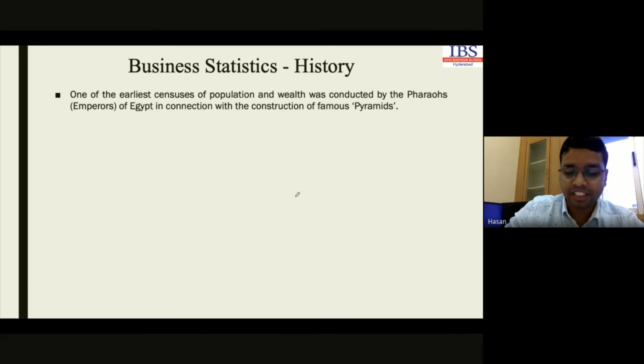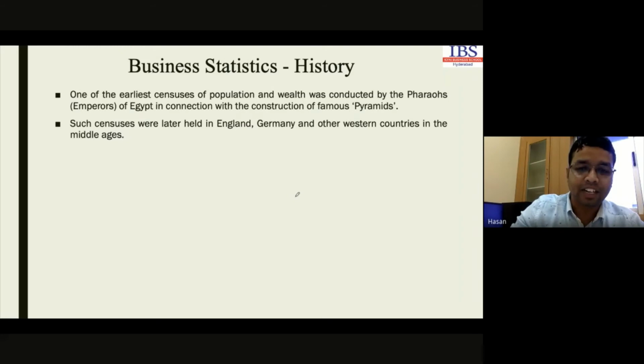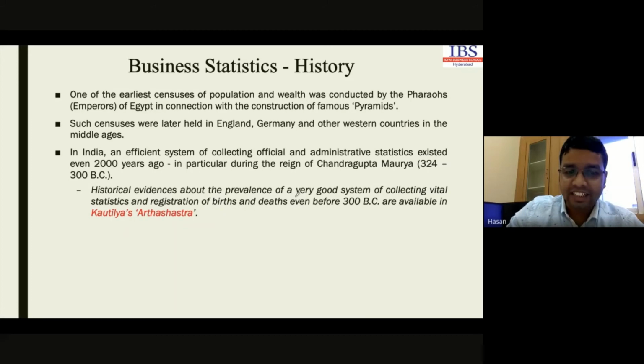Following this, his idea was very successful, and this idea was applied by England, Germany and other Western countries in the Middle Ages for counting their population and all those things. In India, it is even older, but they primarily used it for counting birth and death statistics only, nothing else.